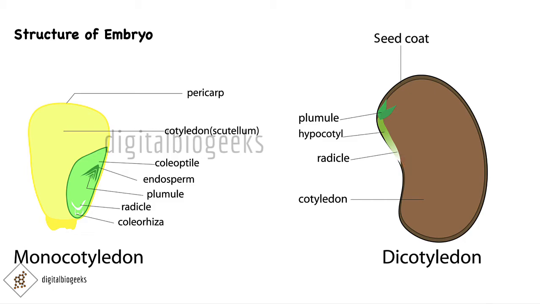Whereas the embryo in monocotyledons possesses only one cotyledon. In the grass family, the one cotyledon is called the scutellum.